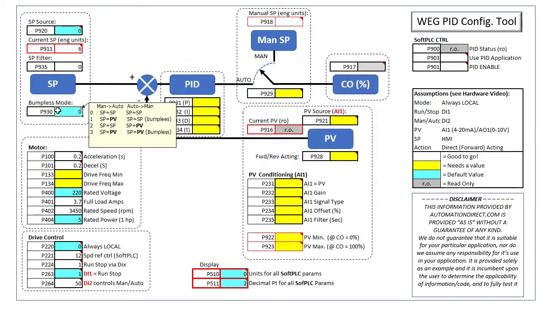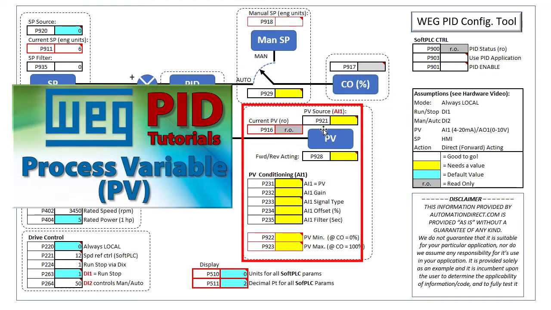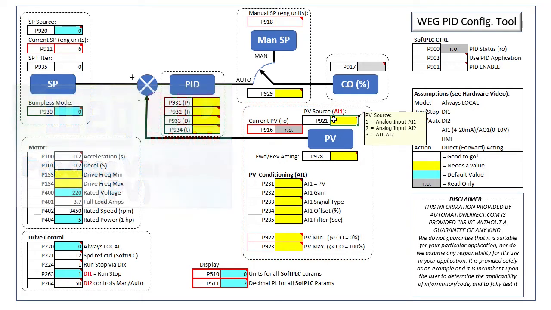Finally, we want to disable bumpless mode while we're getting things set up, so we'll put a 0 here. Okay, let's configure the process variable. Parameter 921 is where we tell the PID app that the process variable is coming in on analog input 1, and you can view the current process variable at any time in parameter 916.